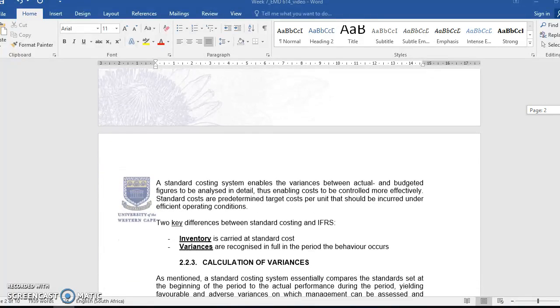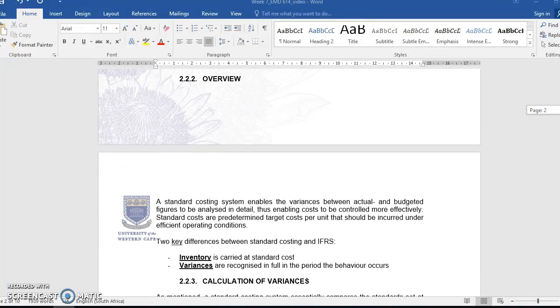So basically, an overview: what is the standard costing system? A standard costing system enables the variances between actual and budget figures to be analyzed in detail, thus enabling costs to be controlled more effectively. When we analyze our actual versus budget, we are able to do it in so much more detail because of a standard costing system, which means in future years we can improve our standards or our budget so that we can control costs more effectively.